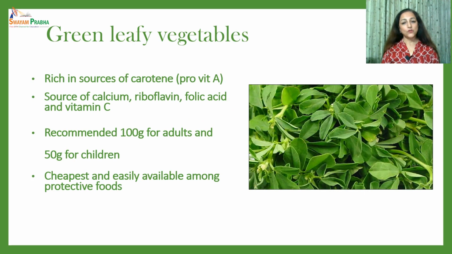Let's talk about green leafy vegetables. They are rich sources of carotene, which is provitamin A. They are good sources of calcium, riboflavin, that is vitamin B2, folic acid, and vitamin C. For taking the optimum level of carotenes, folic acid, and vitamin C, it is recommended that an adult should take at least 100 gram of green leafy vegetables and a child should consume a minimum of 50 gram daily. They are the cheapest and most easily available among all the protective foods which we have seen in the previous food group.